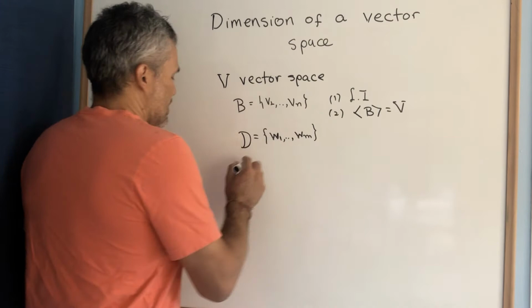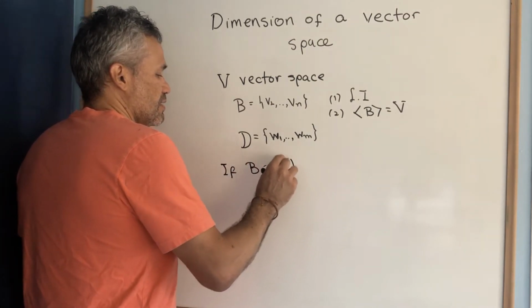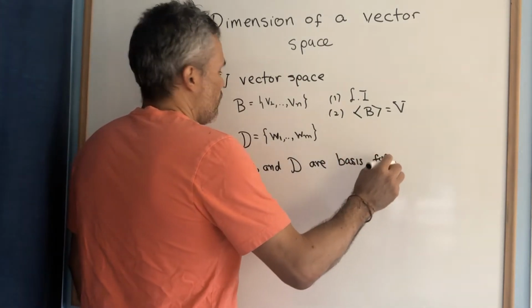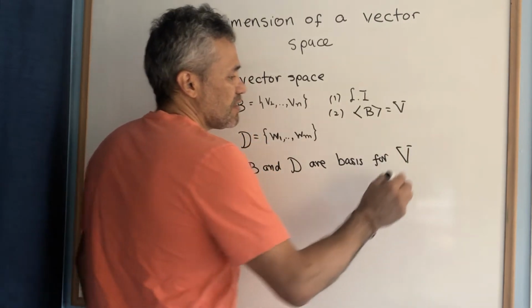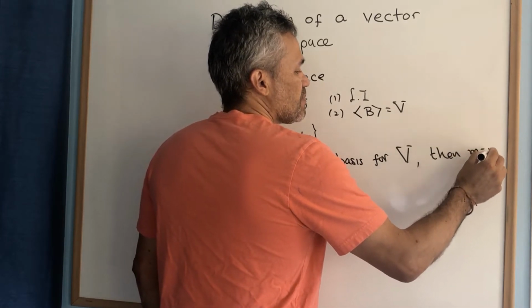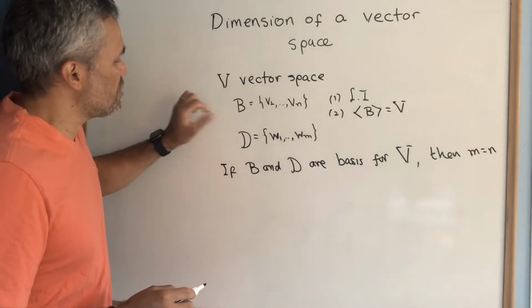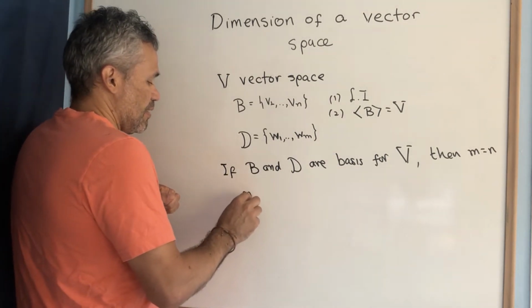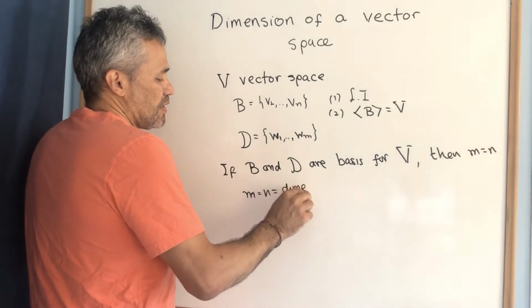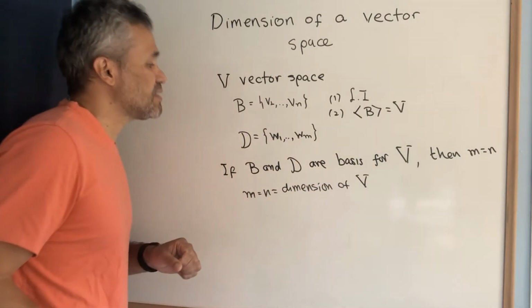Then the theorem says that if B and D are bases for the vector space V, then n must be equal to m, and we will use this theorem to define the dimension of the vector space. m, which is equal to n, is equal to the dimension of the vector space V.